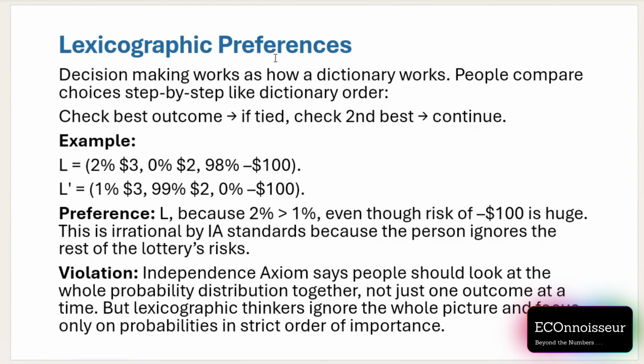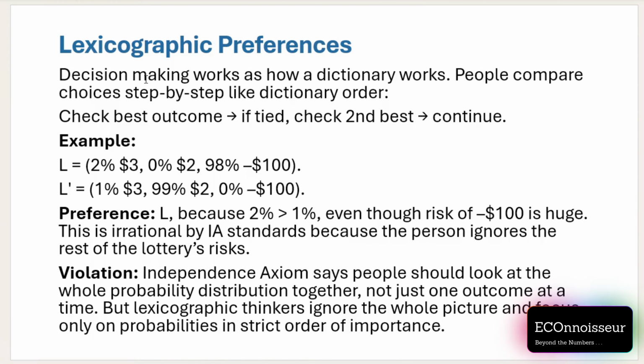If we see an example, lottery L and lottery L prime. In these two lotteries, in the first step, the probability in lottery L is 2% and in lottery L prime is 1%. So based on this first step, the decision maker chooses L over L prime because 2% is higher than 1%, and he ignores the other probabilities. That is the lexicographic preferences.